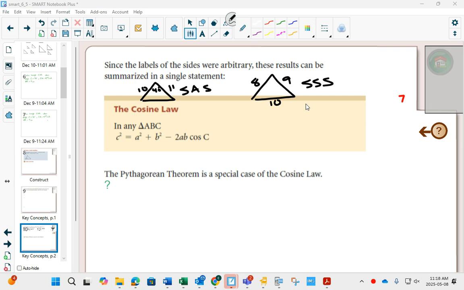And the cosine law is really close to a squared plus b squared equals c squared. But a squared plus b squared equals c squared only works if you have 90 degrees. So we have this added extra minus 2ab cos c to make it work. I'll also get you to write, because it's on your formula sheet, the version where we took the time to get cos c by itself.